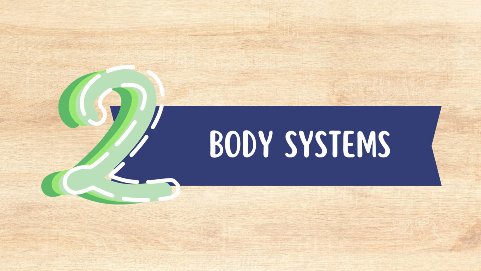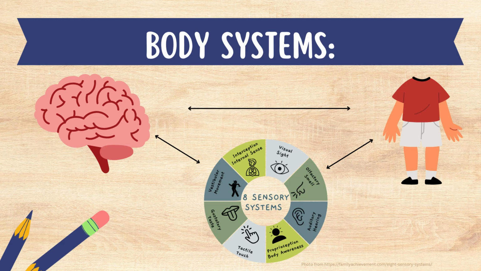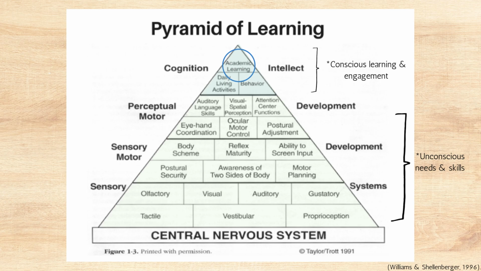Now that we have started to dive into this huge topic of self regulation, and we already started to talk about the body a bit, specifically the brain, let's continue to talk about the other body systems. As a quick reminder, self regulation involves your brain, all 8 of your sensory systems, and your body. And when we think of self regulation in an academic setting, I really like this visual called the Taylor Trott Pyramid of Learning. If you look at the very tipsy top of this triangle, you will see academic learning.